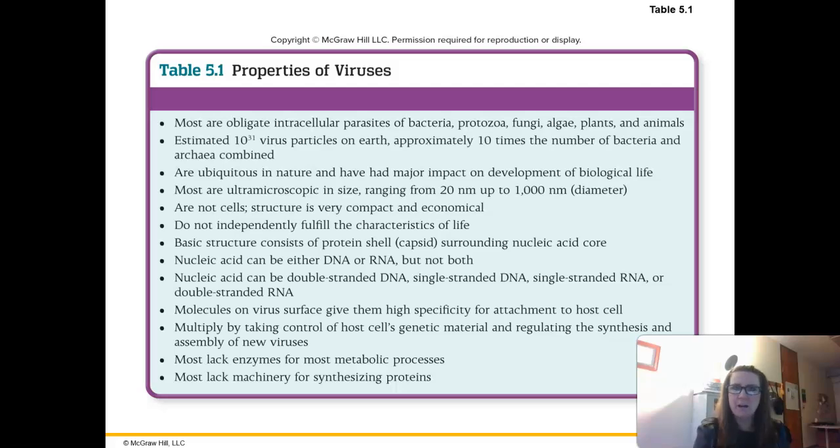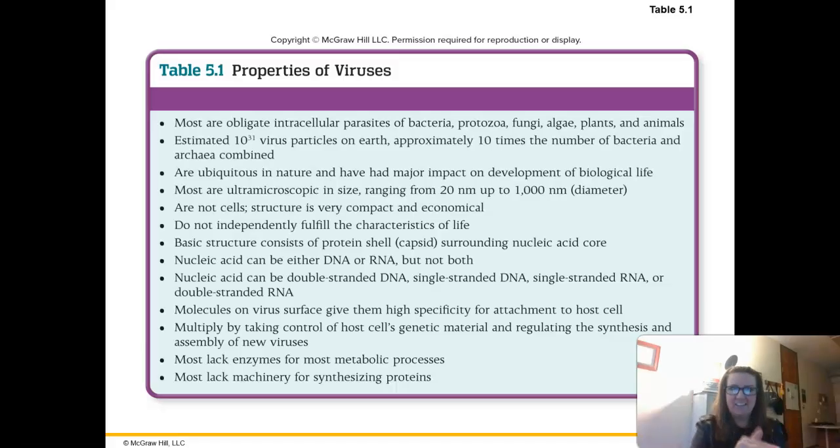Their structure is compact and economical, but it is not considered a cell. So we do need to talk about the structures that make a virus a virus. The next one we already talked about. They do not independently fulfill the properties of life. So they're not considered to be alive, but they affect life.